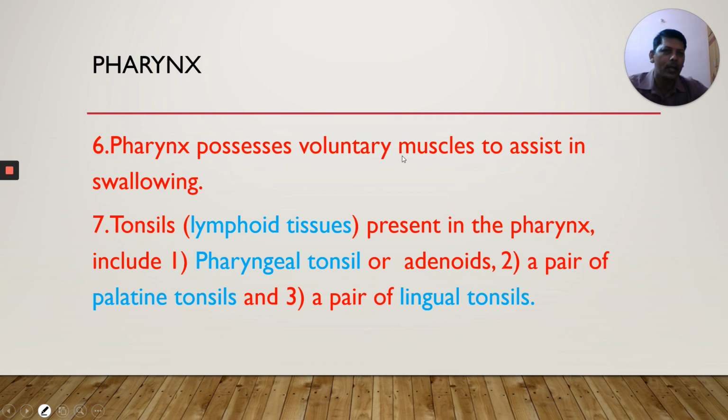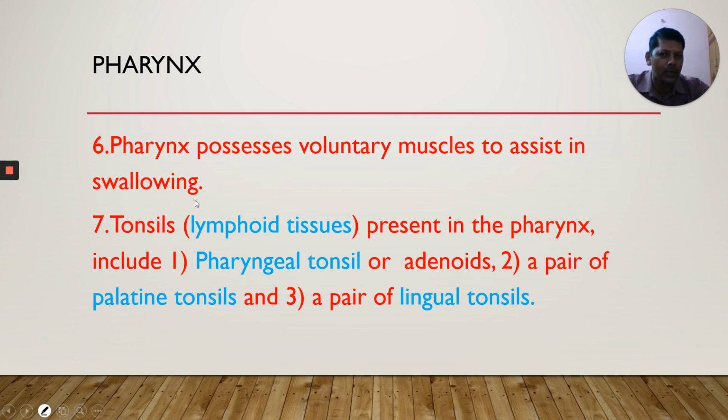Pharynx possesses voluntary muscles, also called skeletal muscles. Swallowing is a voluntary process. If you want to swallow, you swallow. It is up to you. You can swallow or you can spit the food. The pharynx possesses voluntary muscles to help in swallowing. Swallowing is also called deglutition.